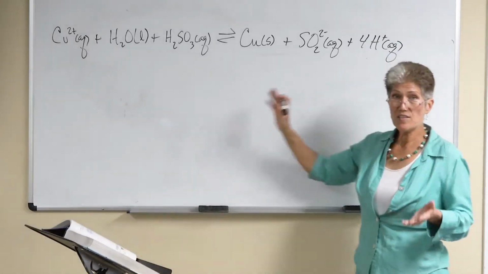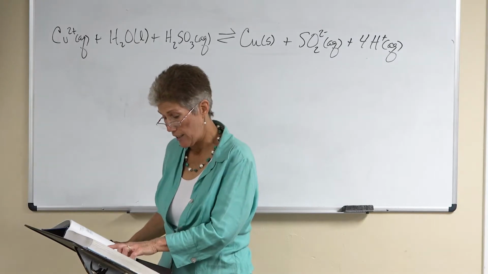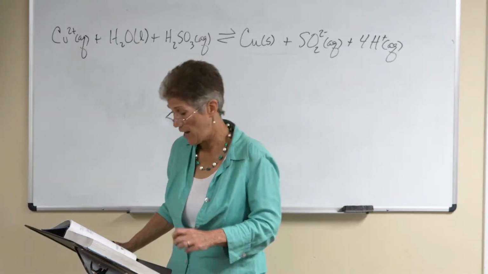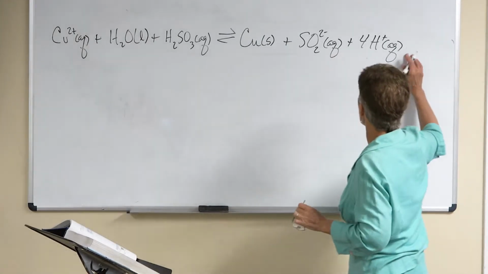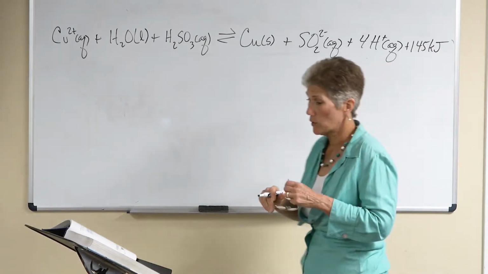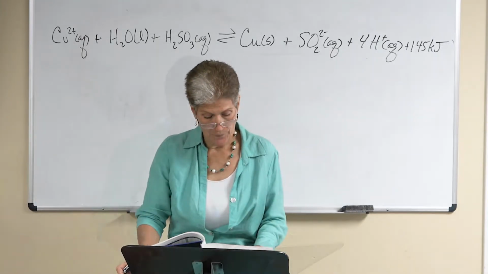Now, this is the equation that's in your book, but I haven't put in the energy, and it tells us that the enthalpy is -145 kilojoules. A negative is an exothermic reaction, so I'm going to add it over here, plus 145 kilojoules. Okay, so we have our heat added into our reaction.